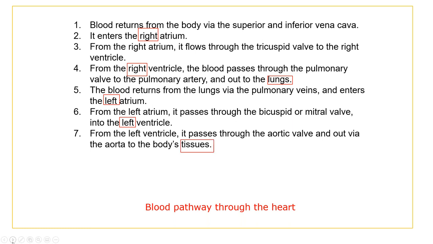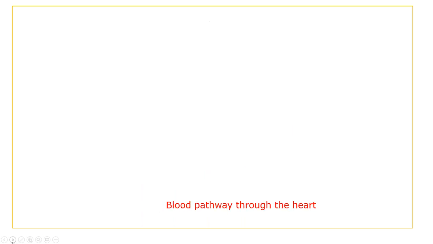So I have written on that page, "RR lungs, left tissue," because it goes right atrium, right ventricle, lungs, left atrium, left ventricle, tissues. For me, that's an easy way to do it. I don't know if it'll help you or not, but I just thought I'd throw it out there for you.